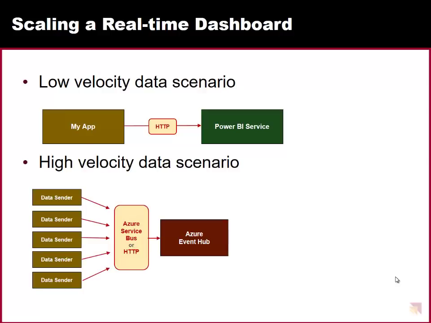So imagine the case where you have lots of different data senders. Maybe they're cars that have geographic location devices inside of them. Maybe they're freezers that have temperature thermometer devices inside there. But the idea is that we need to send lots of requests and we need some type of scalable listener.